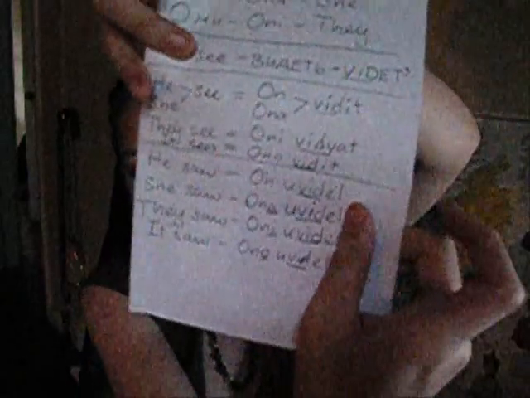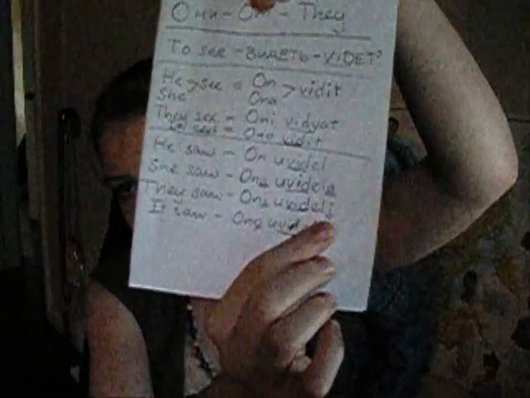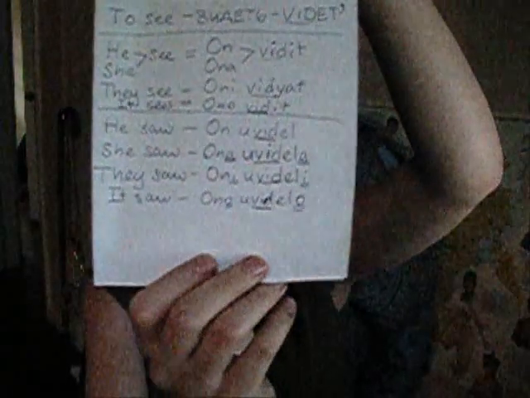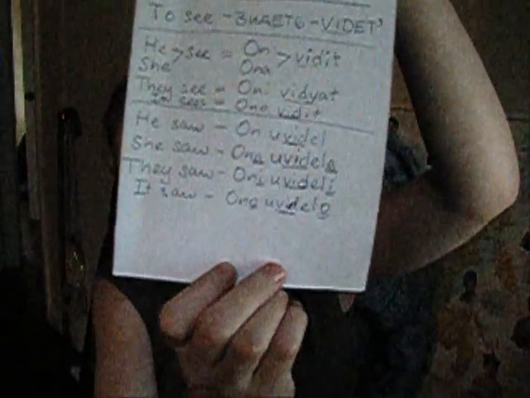So, the gender starts showing when you go into past tense of the word. He saw, он увидел. Now, she saw, она увидела. Since она ends with a, увидела ends with a as well. They saw, они увидели. Они ends with и, увидели has to end with и as well. It saw, оно увидело. Once again, оно ends with o, увидело ends with o as well.